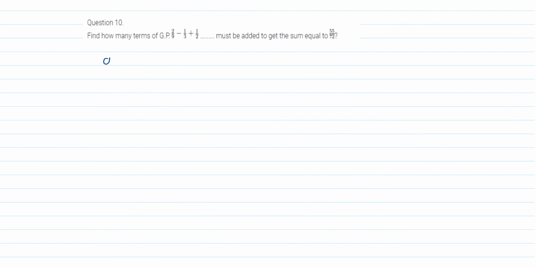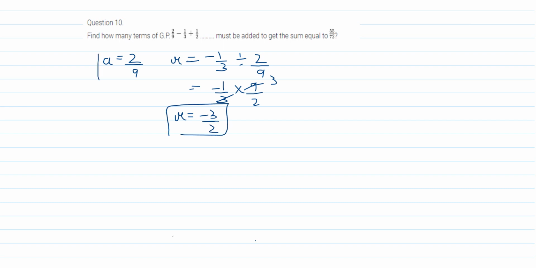So I have my a, the GP is already given, so I don't have to prove. A is already given as 2 upon 9. My r is equal to minus 1 upon 3 divided by 2 upon 9. So that gives me minus 1 upon 3 into 9 upon 2. So r is equal to minus 3 upon 2. Okay, a and r. I have got this, that is, the modulus of r is not less than 1. And I have to find the sum to be equal to this.